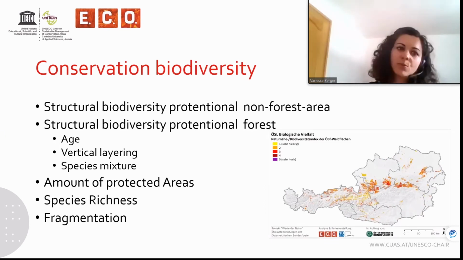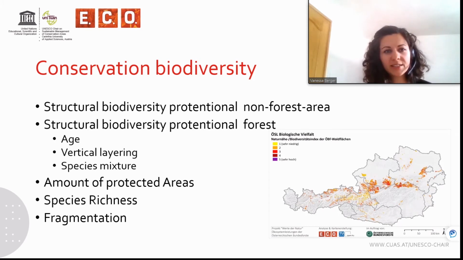Then the next ecosystem service we calculated was the structural biodiversity for conservation. In here, we calculated the structural biodiversity potential for the non-forest areas and also for the forest. So in the forest, it's the age of the forest, then the vertical layering, then the species mixture, then the amount of the protected areas, then the species richness, and also the fragmentation of the forest.